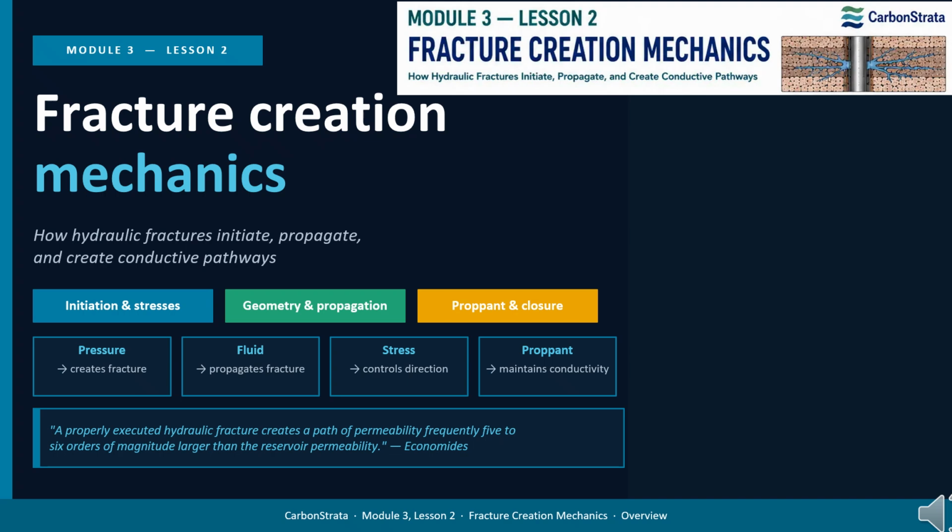Pressure creates the fracture during initiation. Fluid and pressure together control how it propagates. Stress controls where it goes and how it grows. And when pumping stops, proppant determines if the fracture survives or disappears. So the top row tells you what happens. The bottom row tells you why it happens. This lesson connects the two.